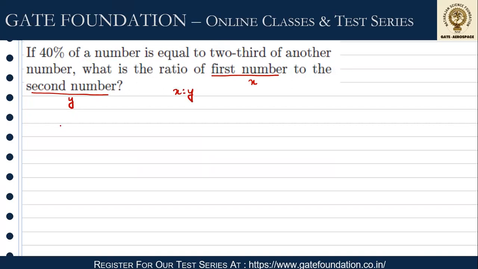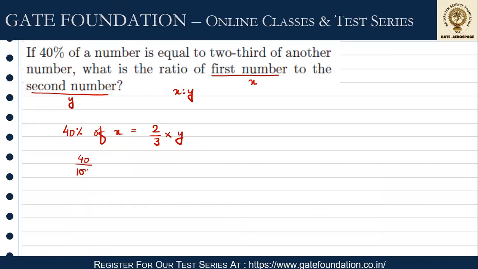ये मुझे identify करना है. Now I know the first number, 40% of a number. So 40% of first number, that is 40% of x is equal to two-thirds of another number, the second number y. So two-thirds of y. You need to solve this. You have to identify x and y. X is to y. So let's try to do this.